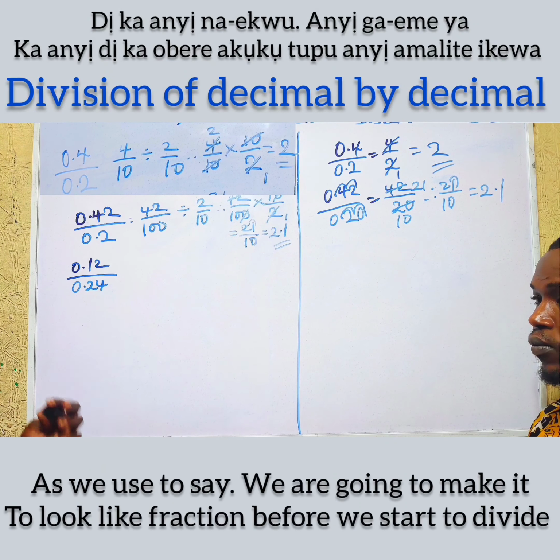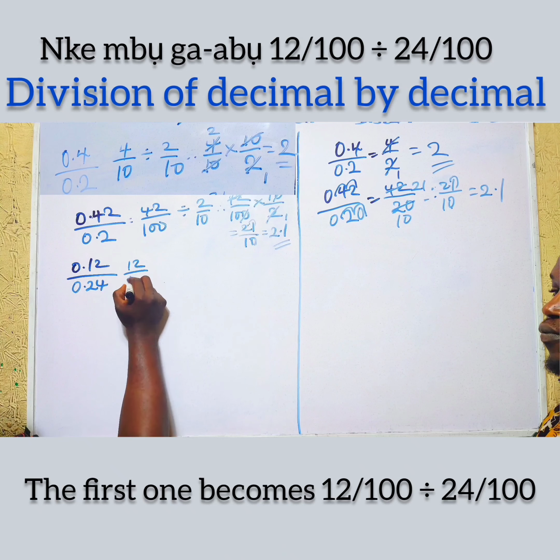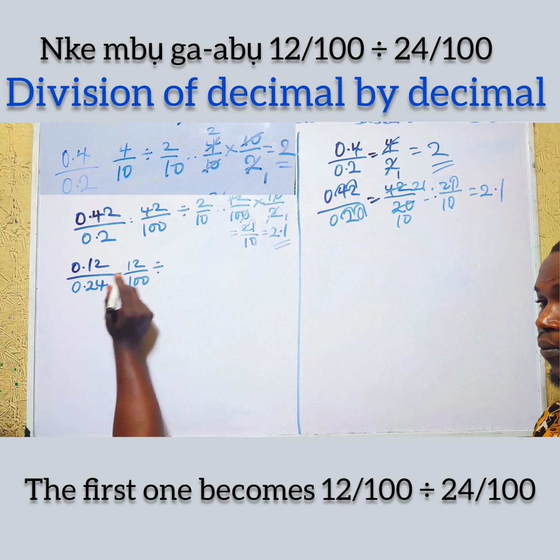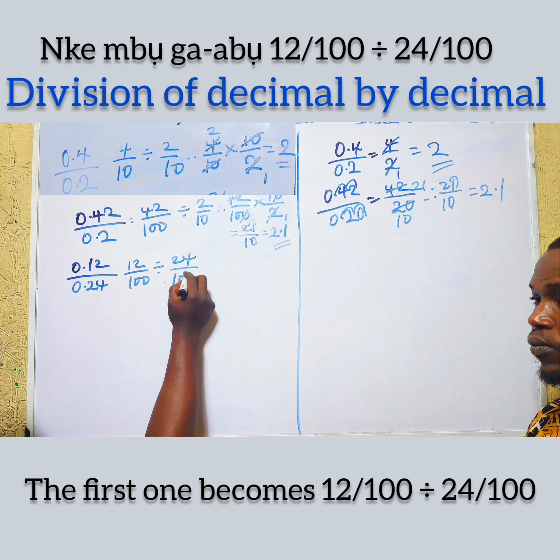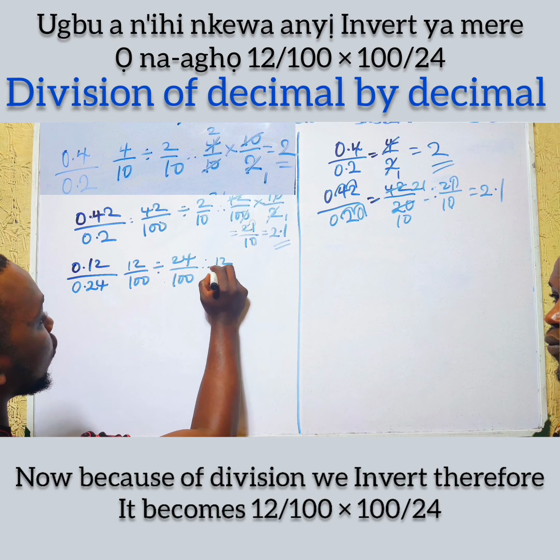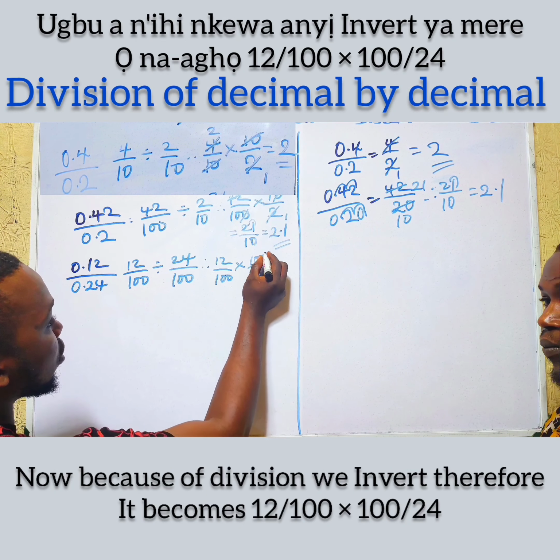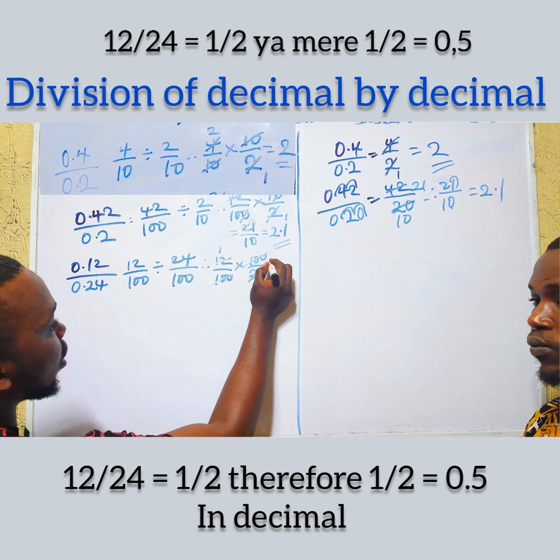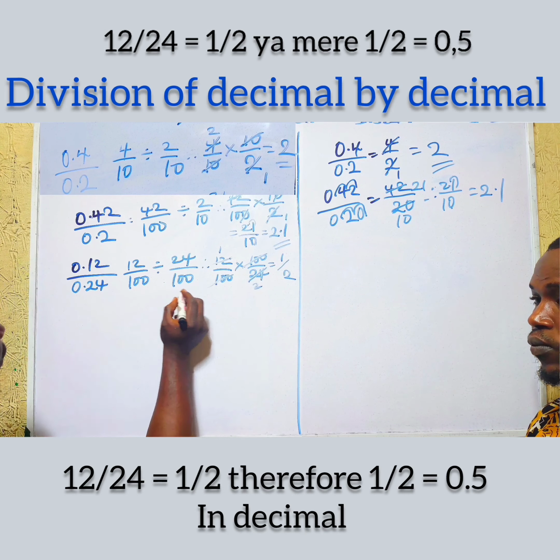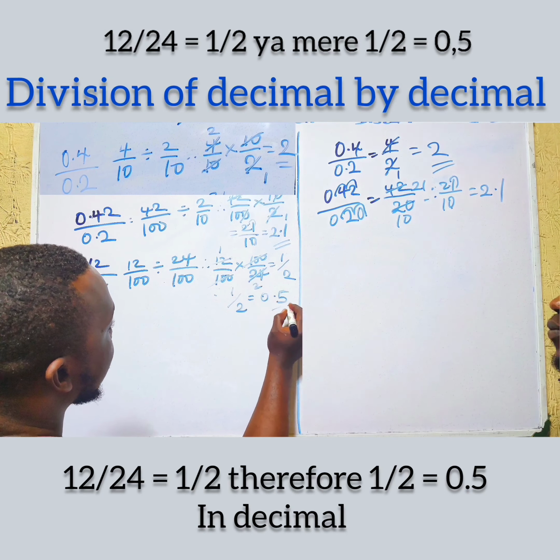As we used to say, we are going to make it look like a fraction before we start to divide, which is going to become 12 over 100 divided by 24 over 100. Now because of this division, we invert, therefore it becomes 12 over 100 times 100 over 24. 100 into itself is 1, 12 into 24 is 2. Now we have 1 over 2. Well, now 1 over 2 is equal to 0.5 in decimal.